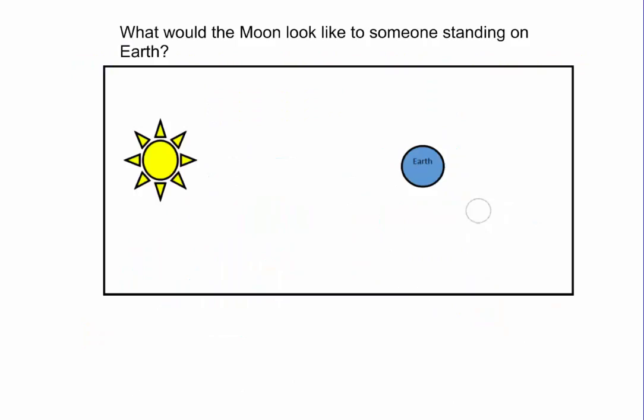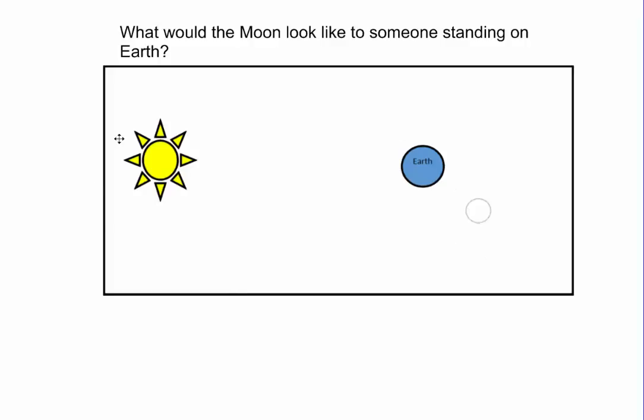So if we were to ask you this question, what would the moon look like to someone standing on Earth? So if you're standing here on Earth and you're looking up at the moon, what would it look like? What phase would the moon be in if you were standing on Earth looking at it?